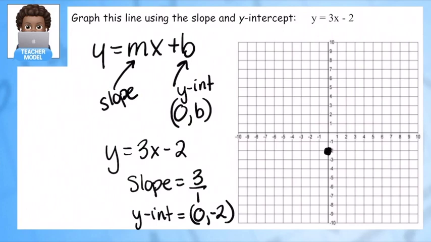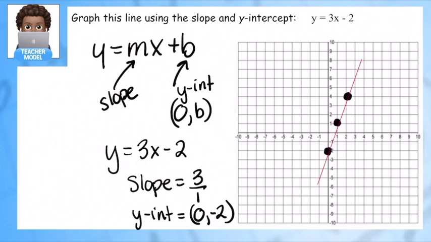Here it is. And I'm going to use slope to find another point. So 3 over 1 just means I'm going to go up 1, 2, 3, and over 1. And I can add one more point going up 1, 2, 3, and over 1. And now I have enough information where I can graph a line.